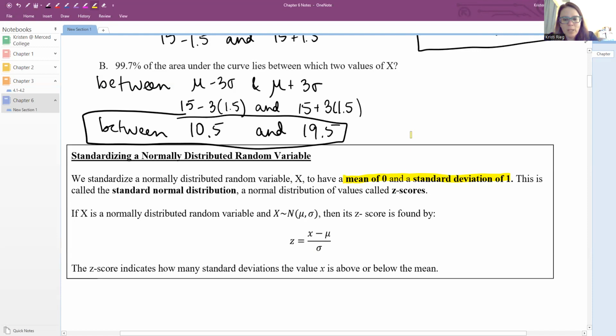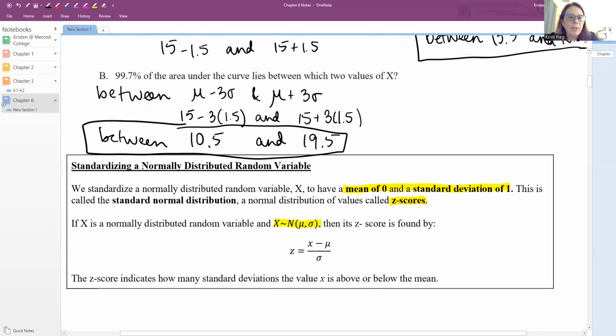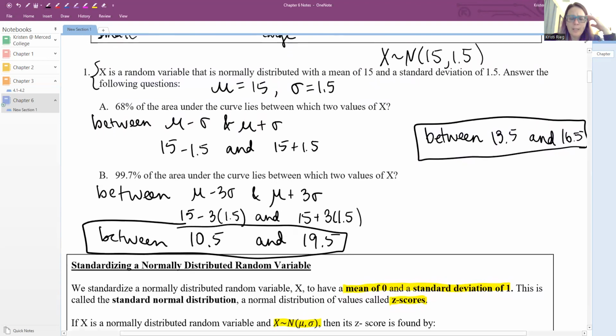Doing this process will give us a z-score. The notation is how you'll see some of the problems written out. They'll say X is normally distributed with mu and sigma. The reason I'm pointing this out is that the previous problem up here, instead of all these words, could have been written in that short notation with mu and 1.5, and it would mean the same thing. So when you see it on the homework, you'll know which one's mu and which one's sigma.